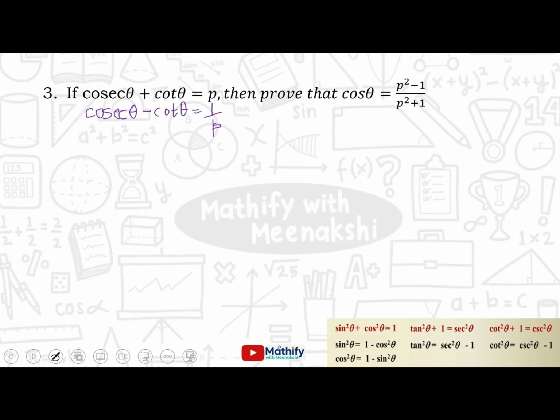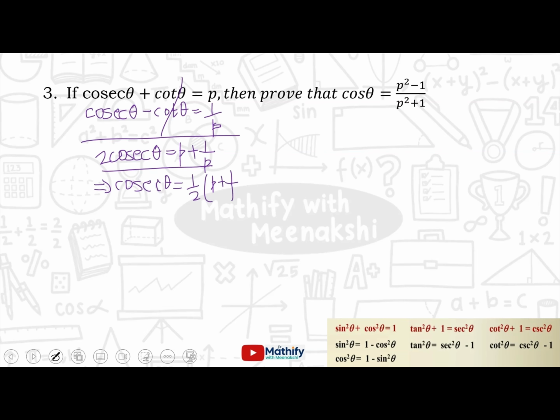Now I will solve these two equations. You can cancel cot and cot. What is cosec plus cosec? It's 2 cosec theta is equal to p plus 1 by p. Now let's find the value of cosec theta from here. So you will write cosec theta is equal to half of p plus 1 by p. That means half of p square plus 1 by p.